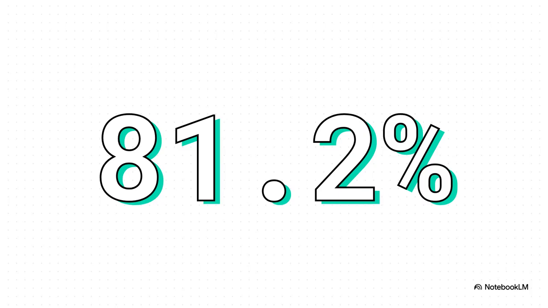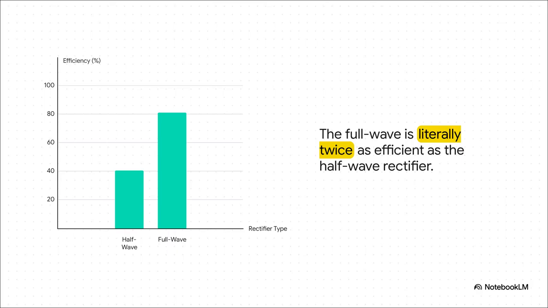It's taking over 4/5 of that messy AC power and turning it into clean DC power. That is just fantastic. I mean, when you see it on a chart like this, the difference is staggering. It's not even a competition. The poor half wave is struggling down there at about 40% efficiency. The full wave is at 81.2%. It is literally twice as efficient. You get double the power for your money. That is a massive, massive difference.